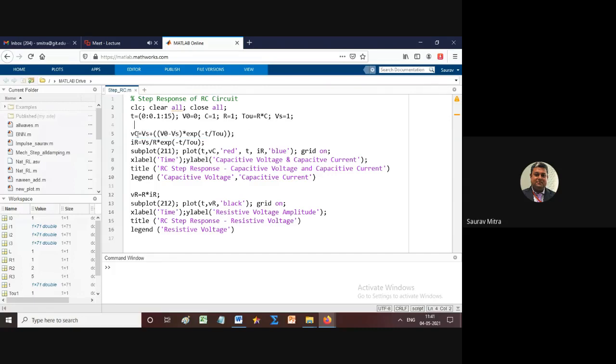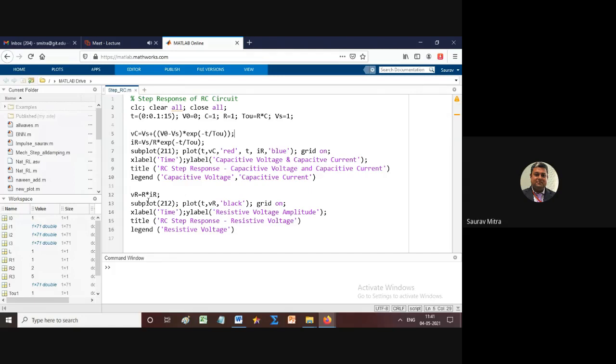So this is the first, VC, capacitive voltage. IR is equal to Vs by R. If you change Vs, the current flowing through the circuit also will change. Current flowing through the circuit will be initially very high. As the time goes by, it will come to 0. And capacitive voltage initially will be very low, and as time goes by, it will reach Vs. If we are giving Vs equal to 1, final value of Vc will be equal to 1.